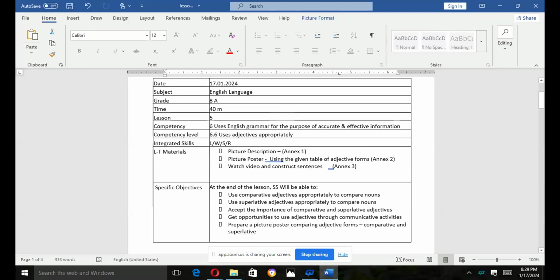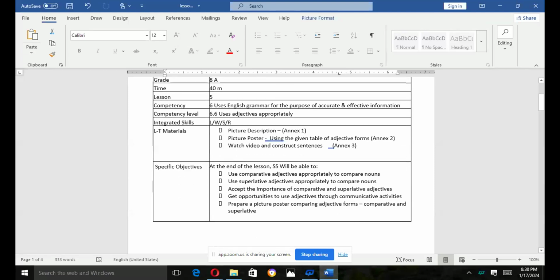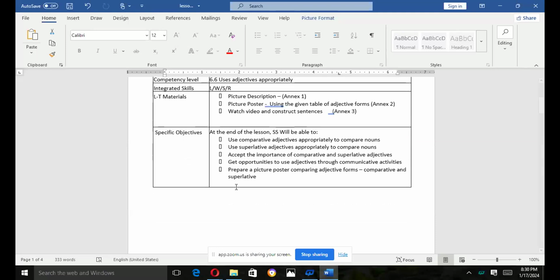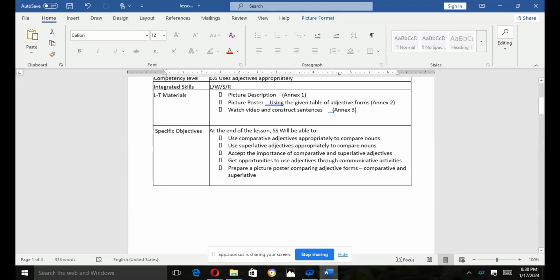Competency 6: uses English grammar for the purpose of accurate and effective information. Competency level 6.6: uses adjectives appropriately. Integrated skills: listening, writing, speaking, and reading. Learning teaching materials: picture description, in Annex 1, and picture poster using the given table of adjective forms, in Annex 2. Watch video and construct sentences, in Annex 3.